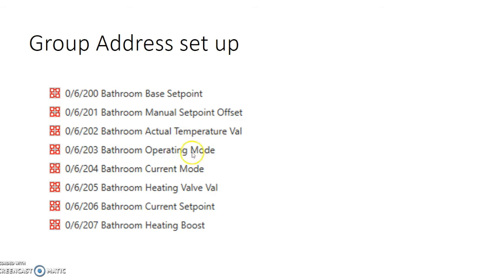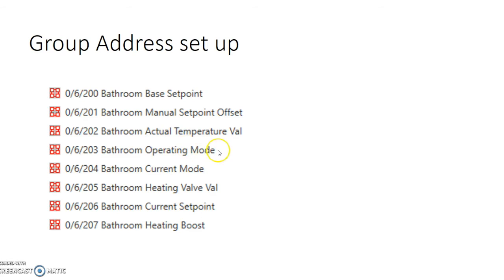Then you've got the operating mode, and that'll be one of those 4 that we saw before: comfort, standby, night or frost. And then we've got the operating mode feedback, which is not very well named in this case, it's just called current mode, which gives you an indication of what mode the controller is in. And then we've got the heating valve value. This is a percentage value of how much the valve should be open, which goes to the actuator. And then we've got the current set point.